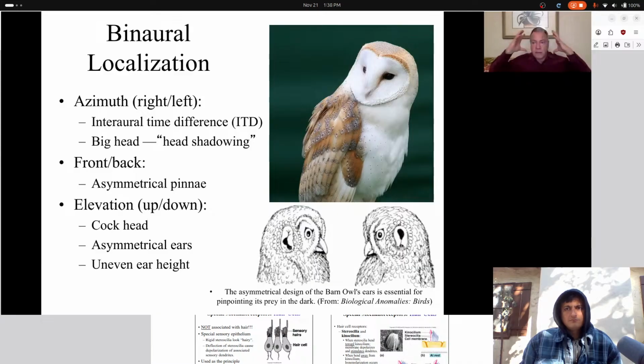And the bigger your head is, that also creates a head shadowing effect. If it's coming from over here, it's going to be hitting my right ear more directly, where my left side is kind of vibrations are traveling through my skull first. And so it can tell that as well. So right-left direction by having this difference in time from when sound hits one ear from the other, and the fact that vibration is traveling directly into one ear canal, but going through the skull to the other one.